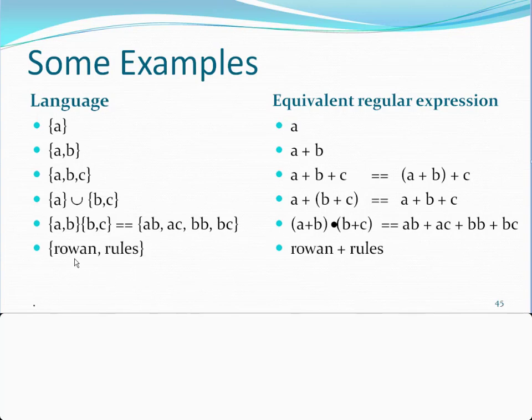Here's an easy one. If I have a string Rowan and another string rules in my set, so just a set containing two strings, I can just say Rowan plus rules. It's just the two strings added together, right? And you can see here, add plus really kind of means union, right? So it's the set containing Rowan unioned with the set containing rules is one way to think about it.